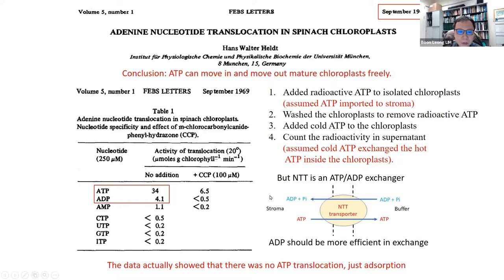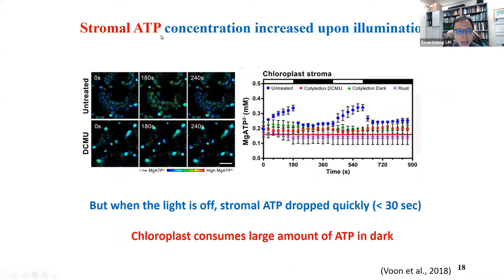We also looked at illumination in the 10-day-old cotyledon, and we can see that this is the stromal ATP. When we turn on the light, it increases, but when we turn off the light, it drops within 30 seconds. And when we turn on the light again, it increases again. When we turn off the light, it decreases again. So this data shows that chloroplasts consume a large amount of ATP in the dark.